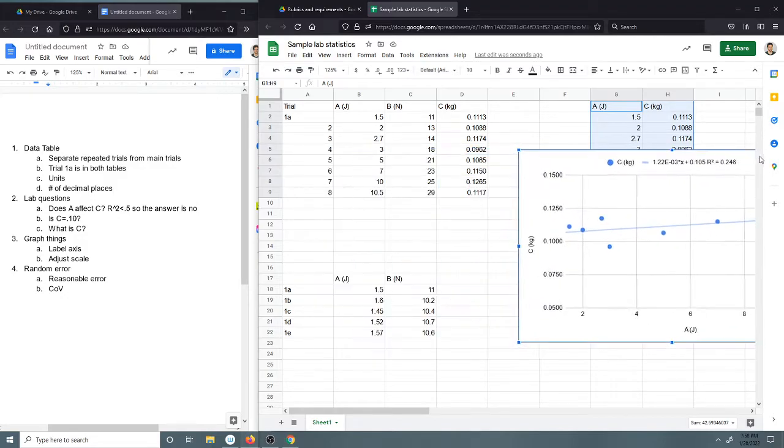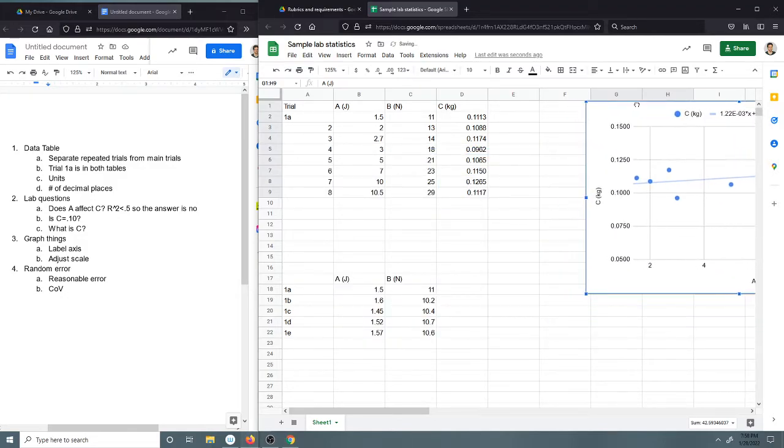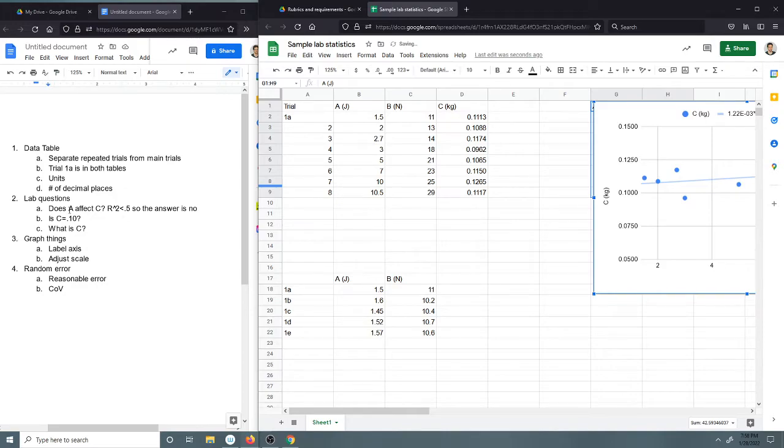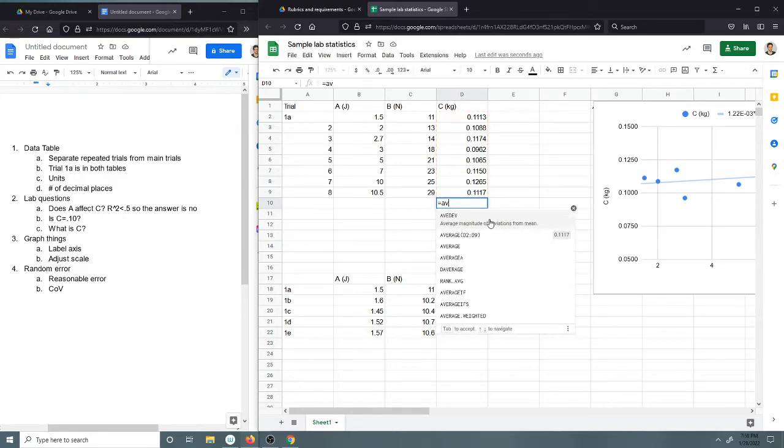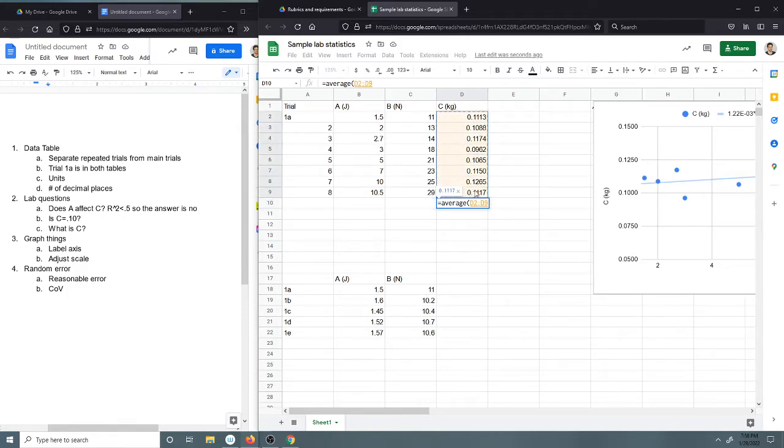All right, the second question that you might be asked: is C equal to 0.1? That would mean this is an expected value of 0.1. Well, to do that, you need to do a few things. The first is you need to calculate the average. So I'm going to calculate the average. Type equals average, open parentheses, highlight it.